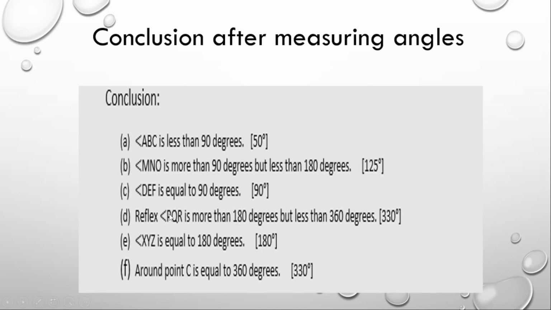So reflex PQR, you can see it is more than 180 but less than 360. If you measure that correctly, you will get 30 degrees. You will deduct it from 360 and you will get 330.